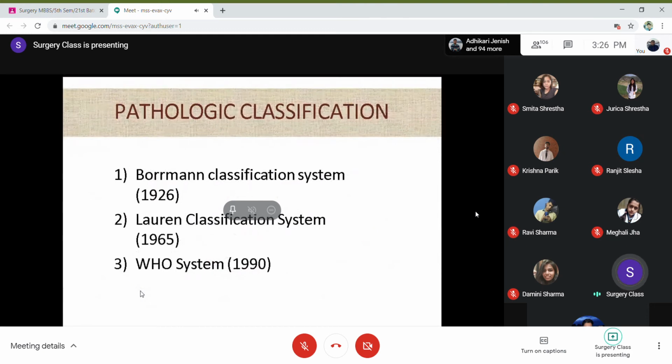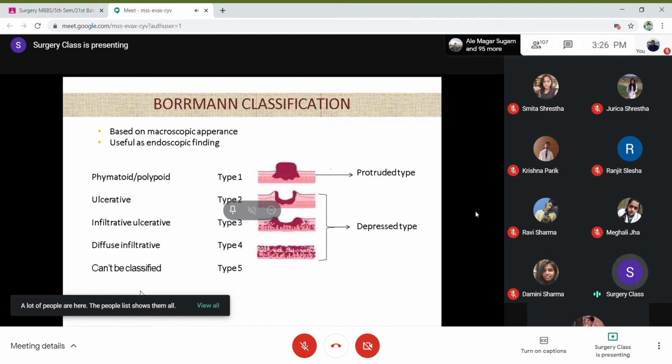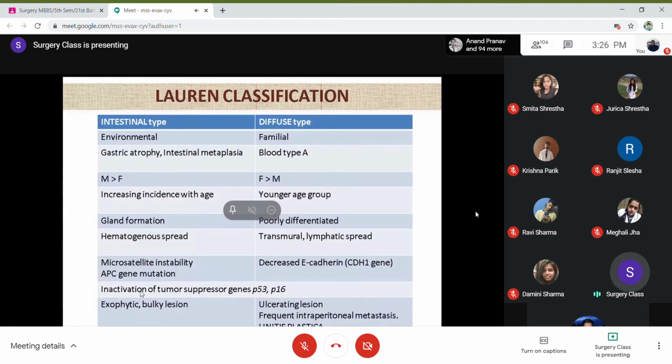So there are various pathological classifications: Borrmann classification, Lauren classification, and the WHO system. In Borrmann, you can see the various types. This you can find in Bailey and Love. So the first is the protruded type, then the ulcerative, then the infiltrative, then the diffusely infiltrative, and the fifth one cannot be classified. So types 2, 3, 4 are the depressed type, and type 1 is the protruded type. That's Borrmann. And then the Lauren classification, again, I told you about the intestinal and diffuse type, where the diffuse type is usually seen in the younger age group. Can you see that? It's here.